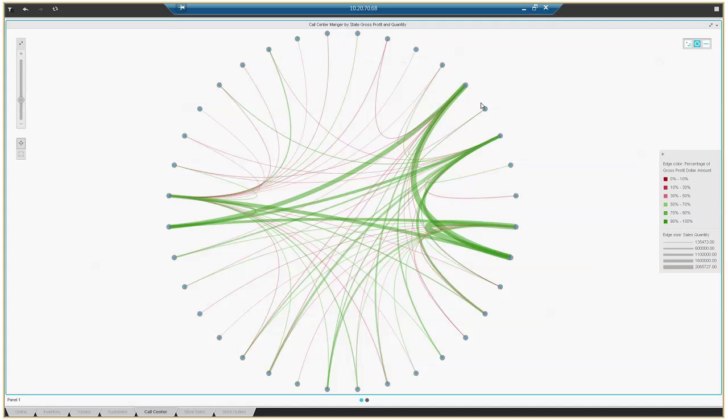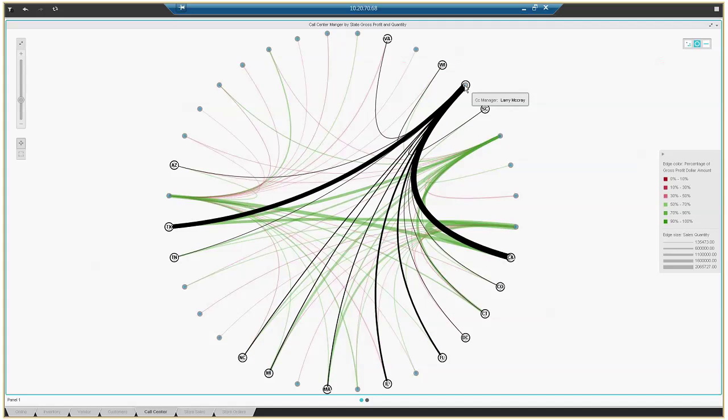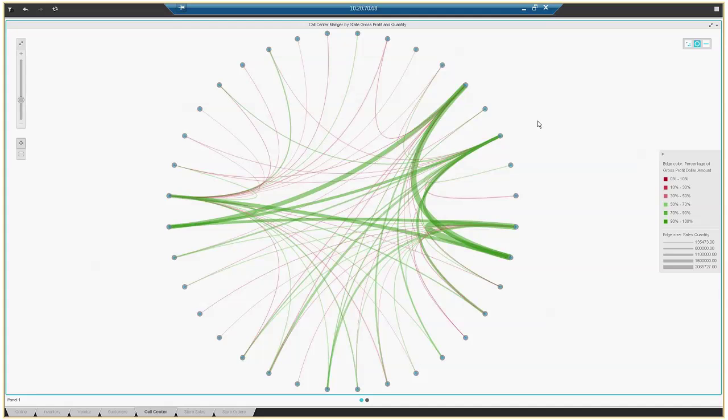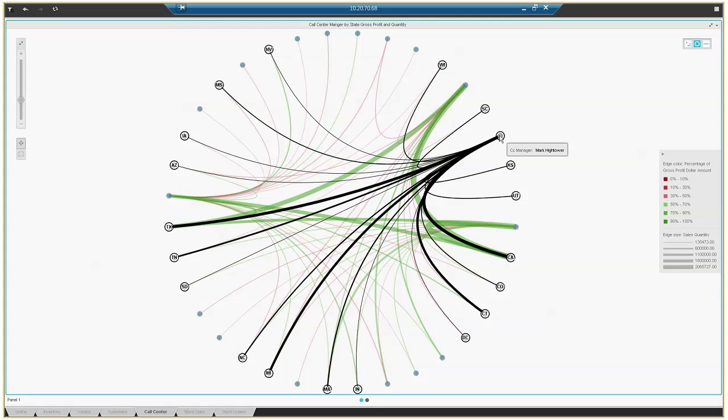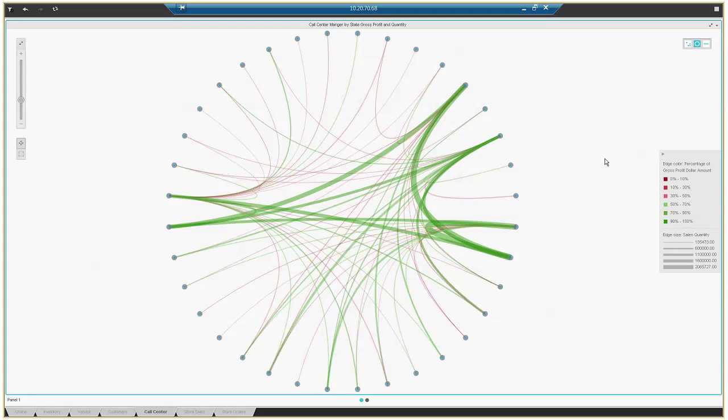These reflect individuals, call center managers. Larry, for instance, is responsible for these different states, and the thickness of the line reflects, again, the gross profit, and the edge size reflects the sales quantity. So we can see that Larry and Mark and Bob are all doing quite well as it relates to gross profit dollar amount, whereas some of these individuals might not be doing quite as well.